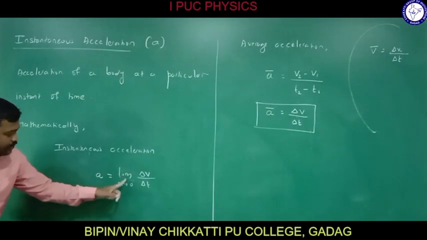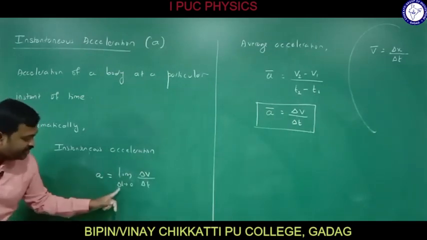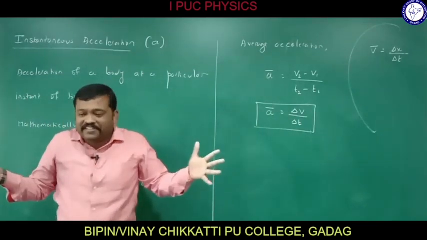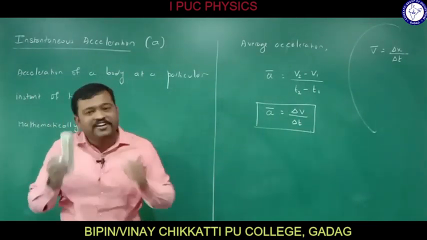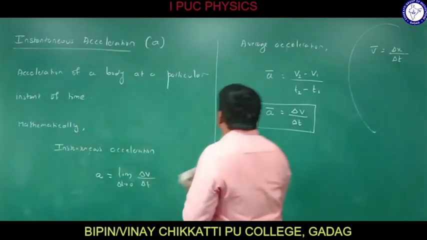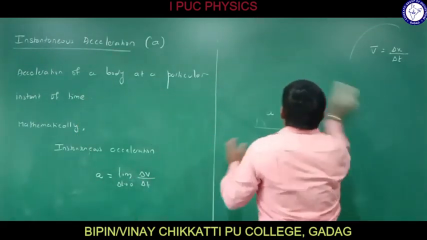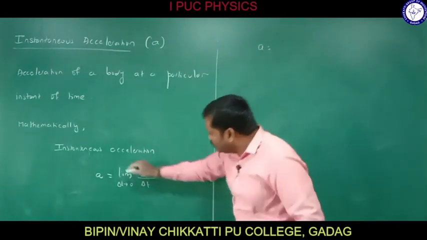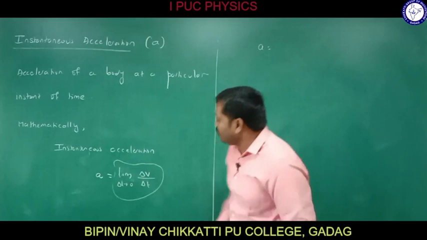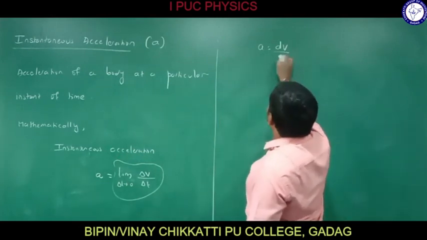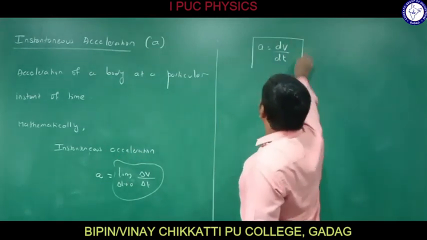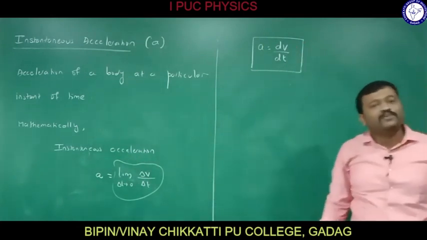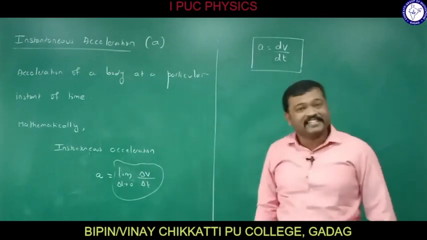Do remember, I am limiting the average such that the time interval tends to 0. At a particular instant of time you want, so the time difference is tending to 0. How to write it mathematically? We have a concept called differentiation. What do you get? A is equal to dv divided by dt. So dv divided by dt means differentiation of velocity with respect to time. So this is instantaneous acceleration.